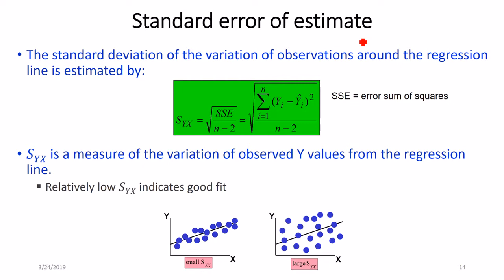For example, the chart on the left. In this chart, we can see points are very close around the regression line. Looking at the chart on the right side, we see more variation of points around the regression line. So here we have a higher standard error of estimate, and this is not a good fit.